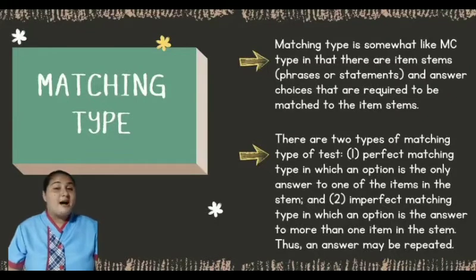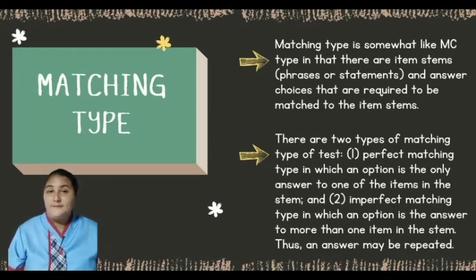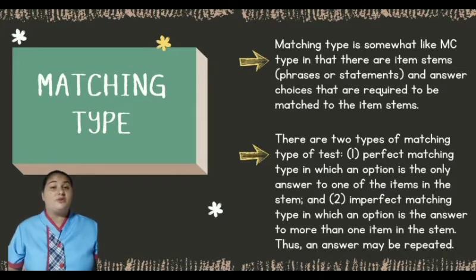Matching type. Matching type is somewhat like MC type in that there are item stems, phrases or statements, and answer choices that are required to be matched to the item stems. There are two types of matching type of test. One, perfect matching type, in which an option is the only answer to one of the items in the stem. And two, imperfect matching type, in which an option is the answer to more than one item in the stem. Thus, an answer may be repeated.